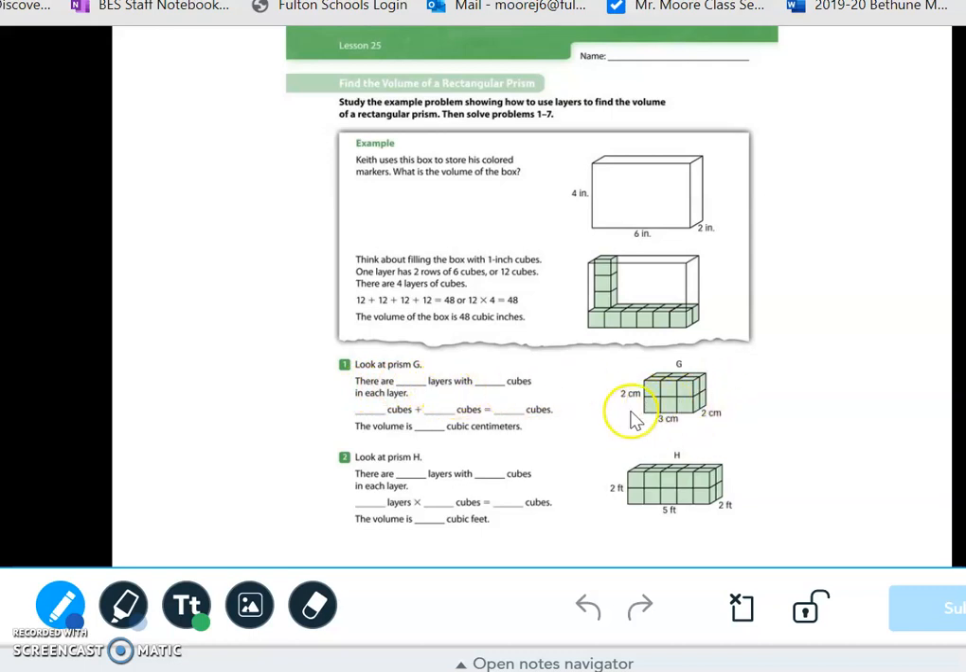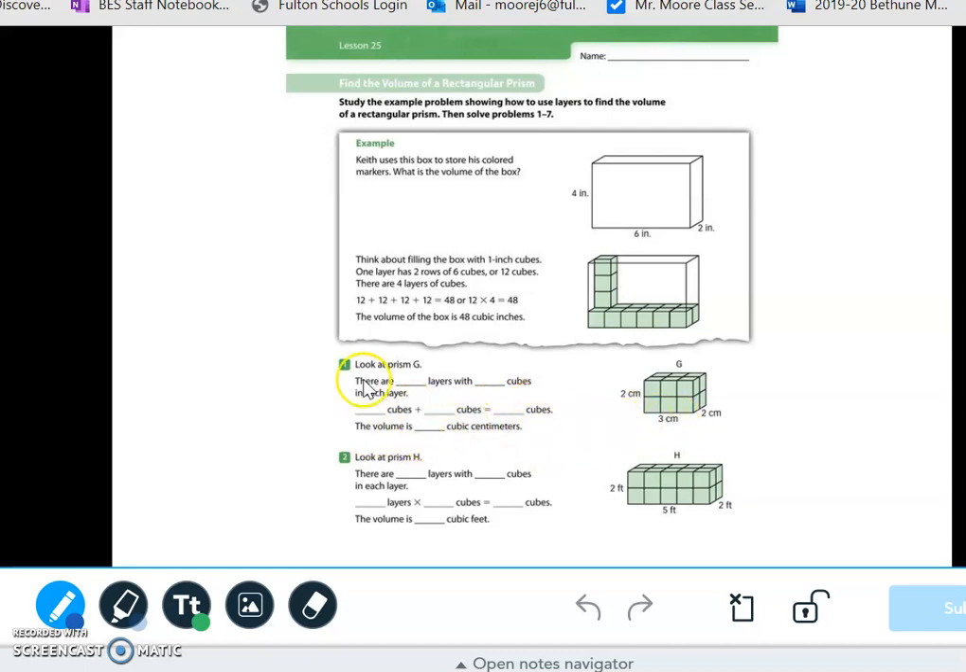How many layers do we have here? We know we have 2 layers with blank cubes in each of our layers. So each layer has 1, 2, 3 times 2, so that's 6. All right, and then we're going to answer this together. Blank cubes plus blank cubes equals this amount of cubes, so the volume will equal what?